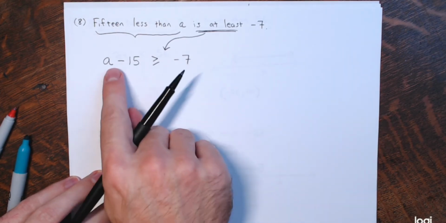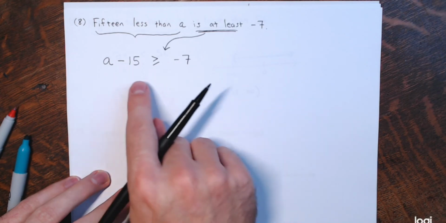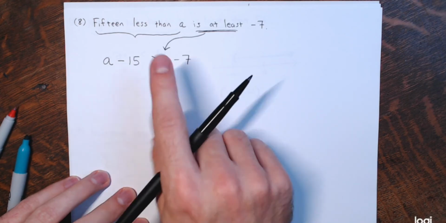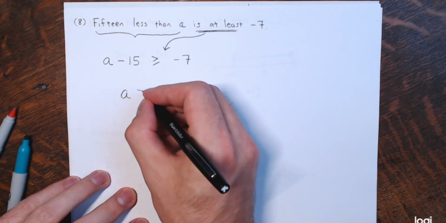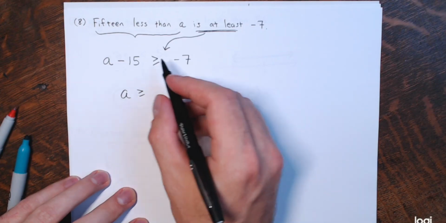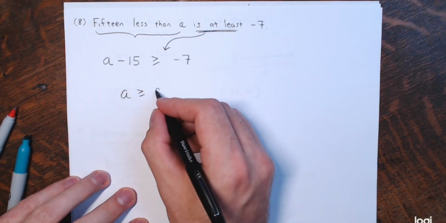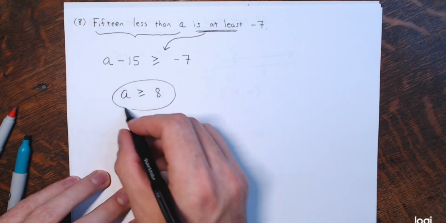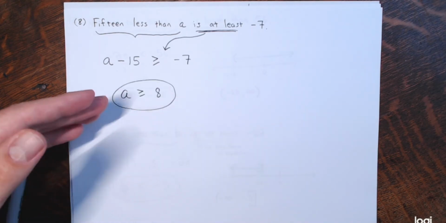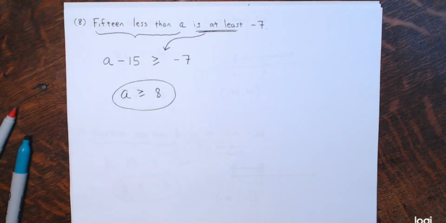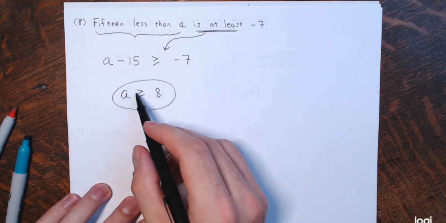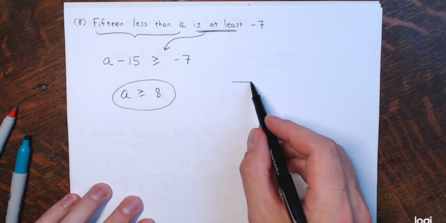And again, another very simple solve. Just add 15 to both sides, and we get a is greater than or equal to negative 7 plus 15 would be positive 8. And here is a description of all the numbers that I could replace a with to make that a true statement, right? All the solutions of this inequality. A is all the numbers greater than 8 or equal to 8.